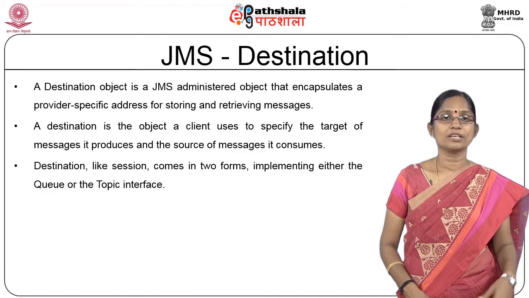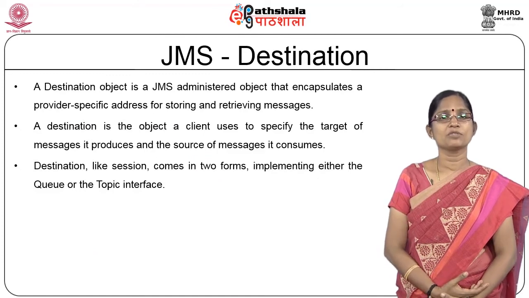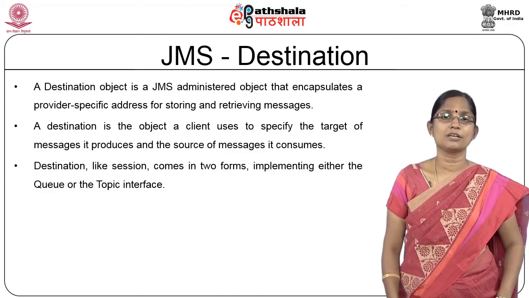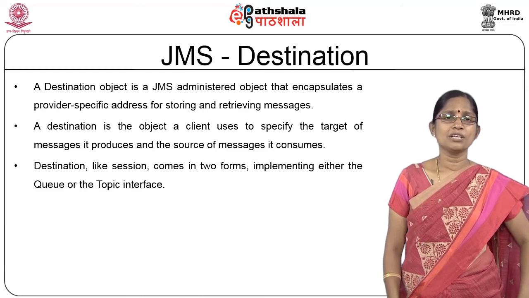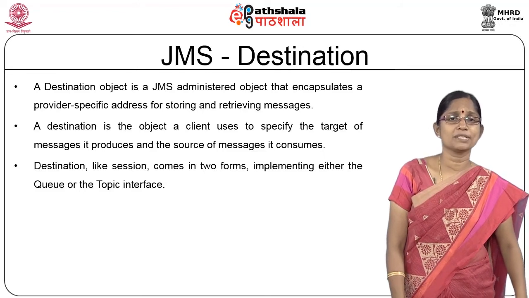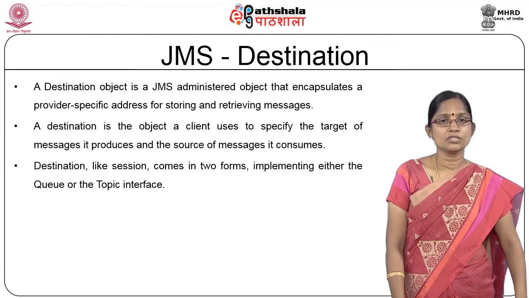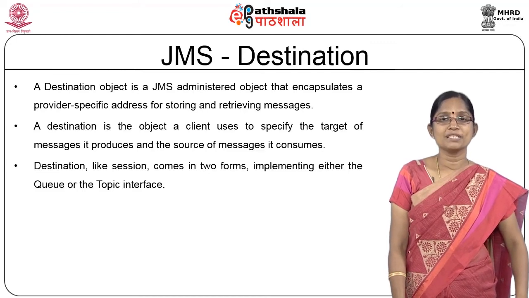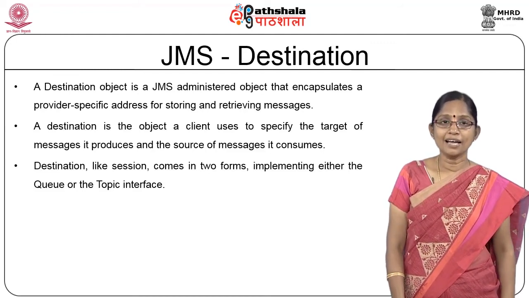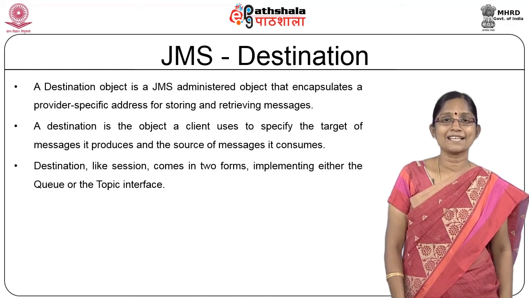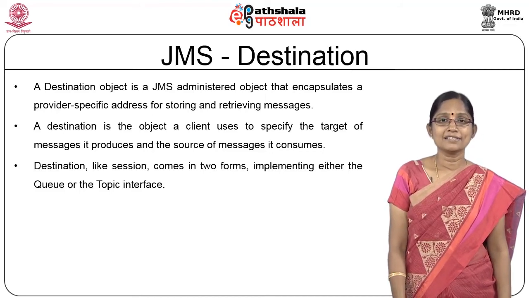So let us see what is a destination. Destination, we have seen that it is a JMS administered object. This encapsulates a provider specific address. It gives a specific address for storing of messages as well as for retrieving of messages. The destination is an object a client uses to specify that this is the target where the message produced has to be stored, and again this is the source if you want to consume some messages.